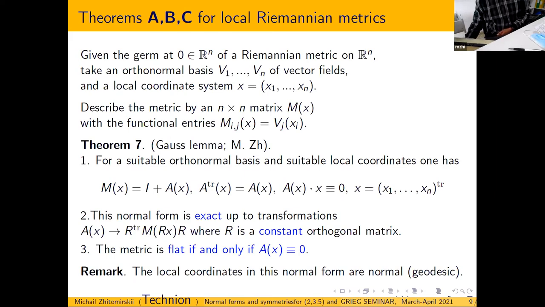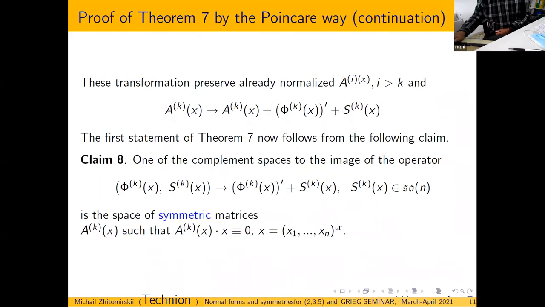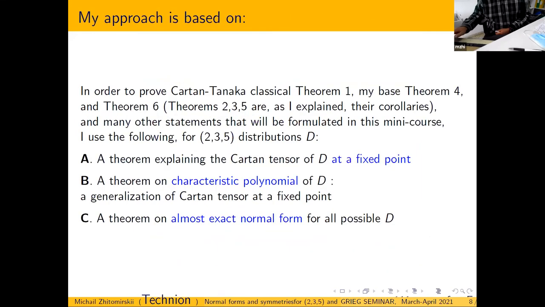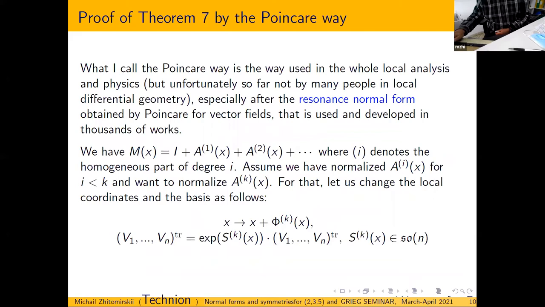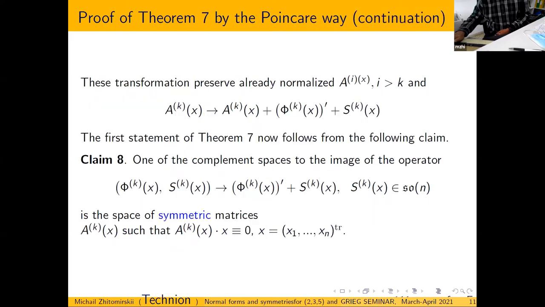So it is some luck, one can say, because we can take another complementary space to the linear parameters where it is not so. But for the chosen complementary space, we get a normal form which is preserved by this transformation. The fact that it is flat if and only if this matrix is zero follows from the statement that this is an exact normal form. Maybe the terminology of exact should be different, but what I mean is that after this transformation, the matrix A of X is unique. And why is it exact?